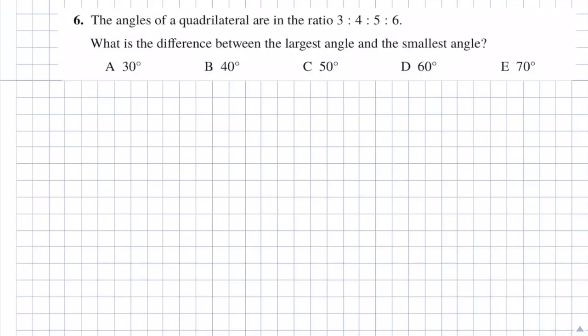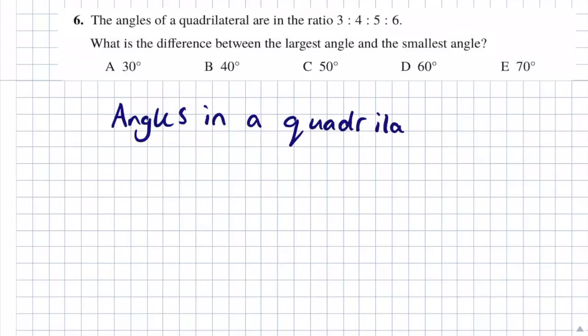Okay, so we know that the angles in a quadrilateral add up to 360 degrees. And we're given the ratio of each of the angles. And we need to find the difference between the smallest angle and the largest angle. Well, we know that the smallest angle is going to be the 3, and we know that the largest angle is going to be the 6.